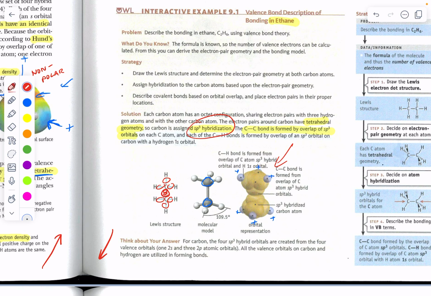And your electron density, of course, is greatest in here. But because there's no one side, the top side is not more positive or negative than the bottom side, or the right side is not more positive or negative than the left side, or the front of the molecule is not more positive or negative than the back of the molecule. This is going to be a non-polar molecule.